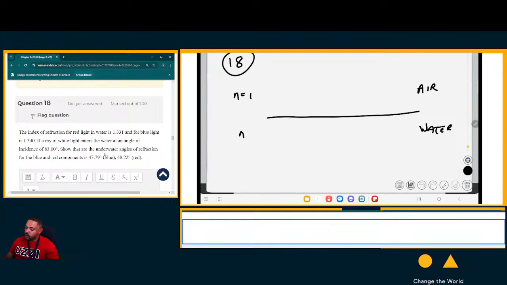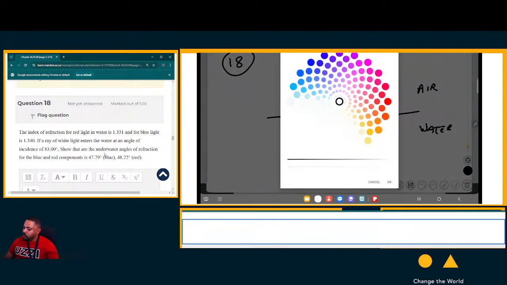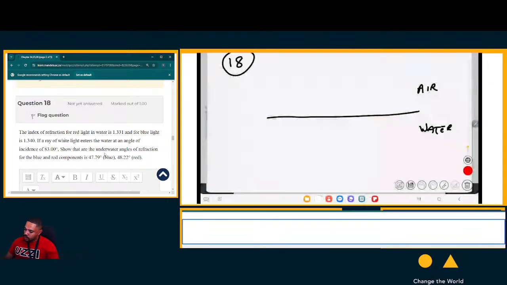Okay, so for air, n is 1. Let's leave out the refractive indices for now. So we have a red light coming in, in this beam, and it is refracted. And the angle of incidence for red light is 83.